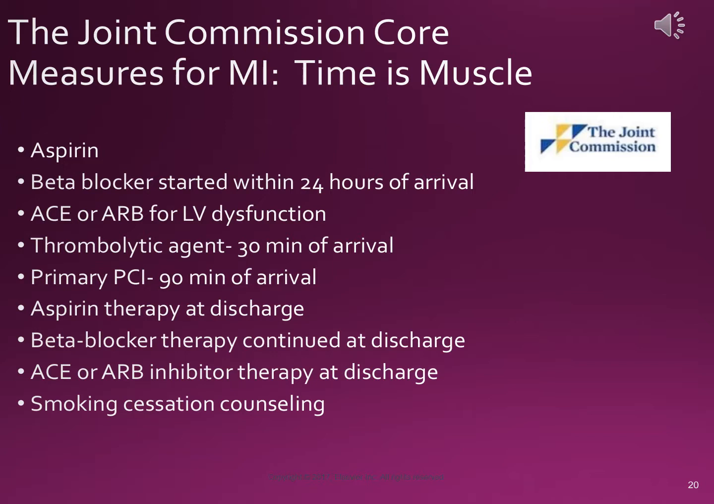A thrombolytic agent within 30 minutes of arrival is optimal. Primary PCI, which is percutaneous coronary intervention, within 90 minutes of arrival is also optimal. That is fast, folks. But if you have an emergency department that is set up to recognize this and deal with it and get people into intervention, you can save muscle.